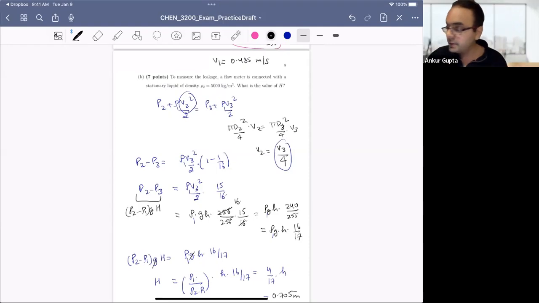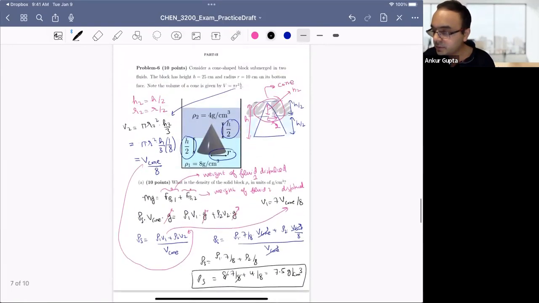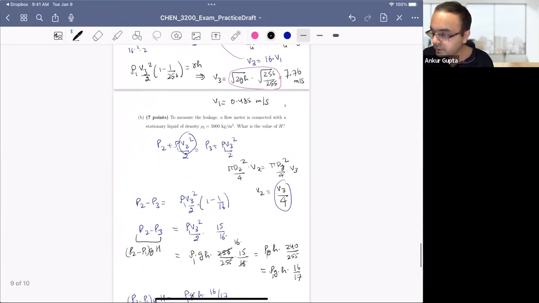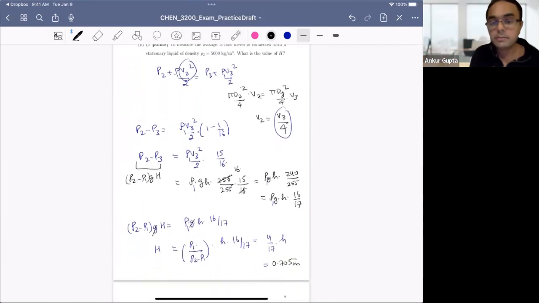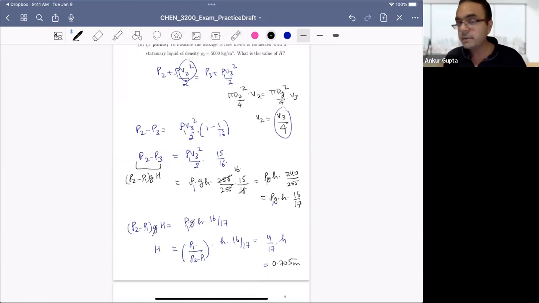So as you can see, we did two problems here, one on buoyancy and one on Bernoulli's theorem. Hopefully this was helpful. Again, you saw how I'm practicing this. And this will also hopefully help in the exam. So yeah, that's it. And all the best for your exam.